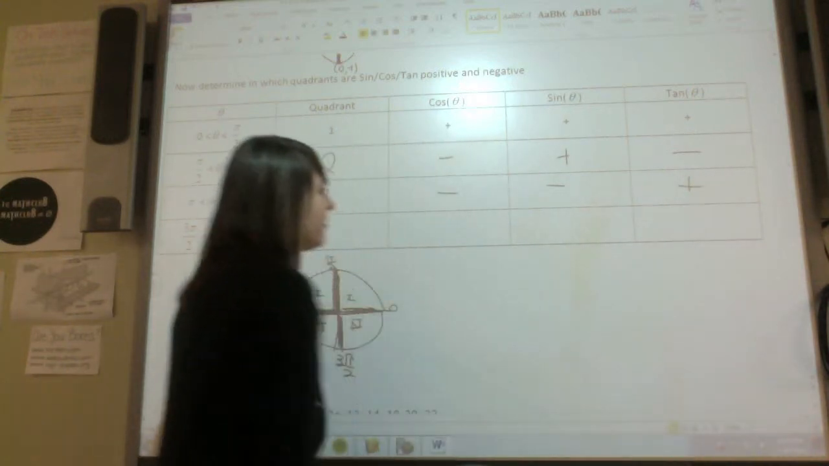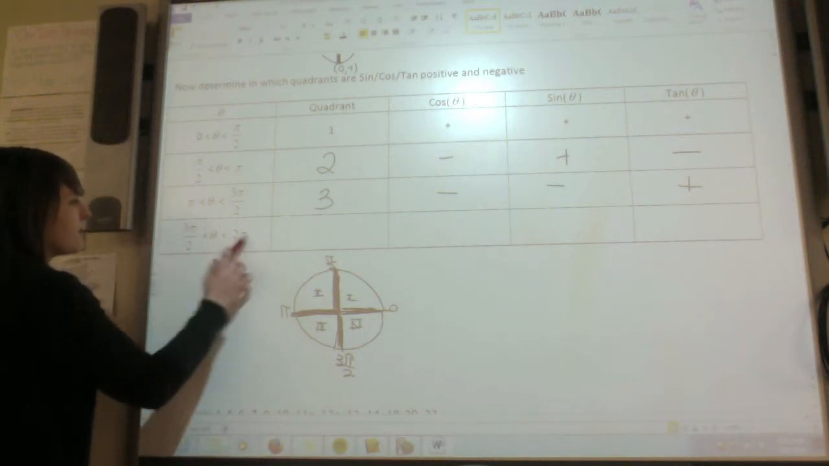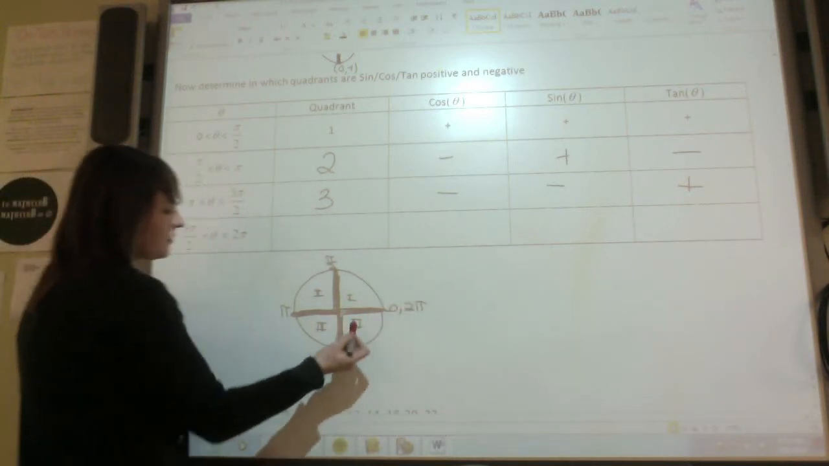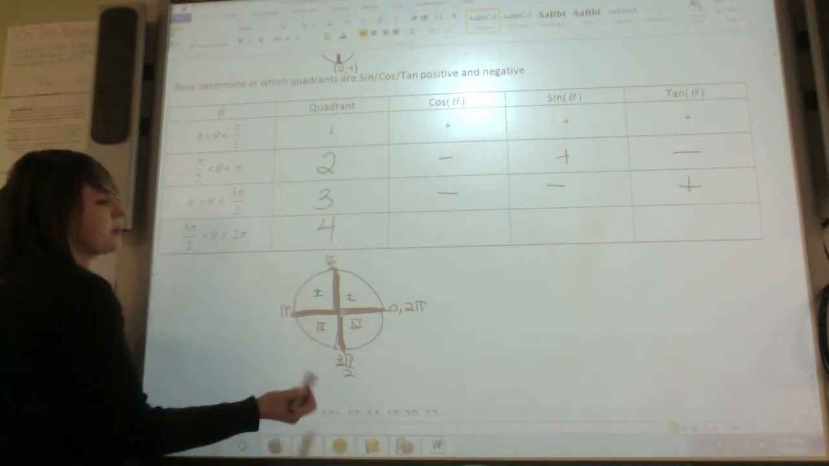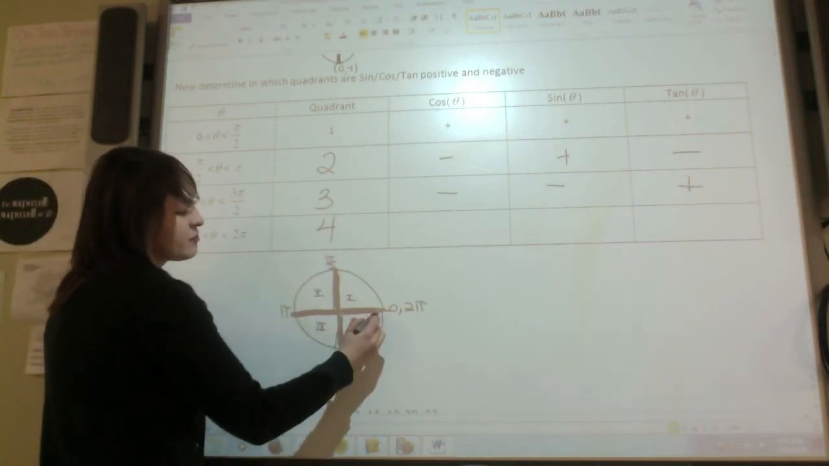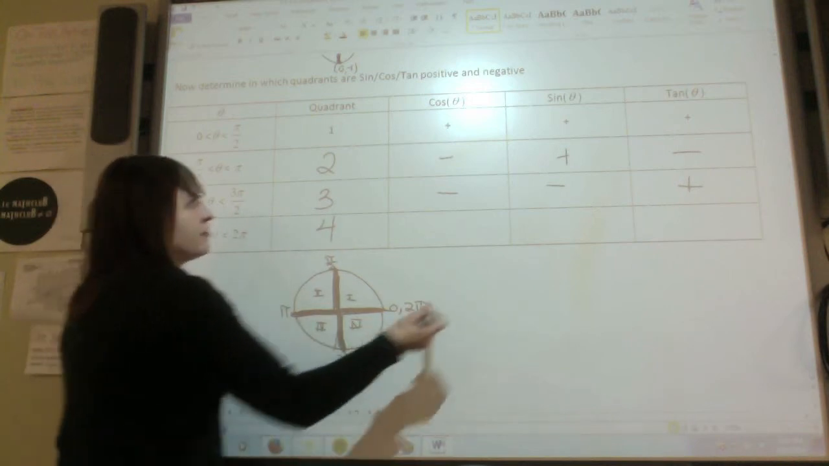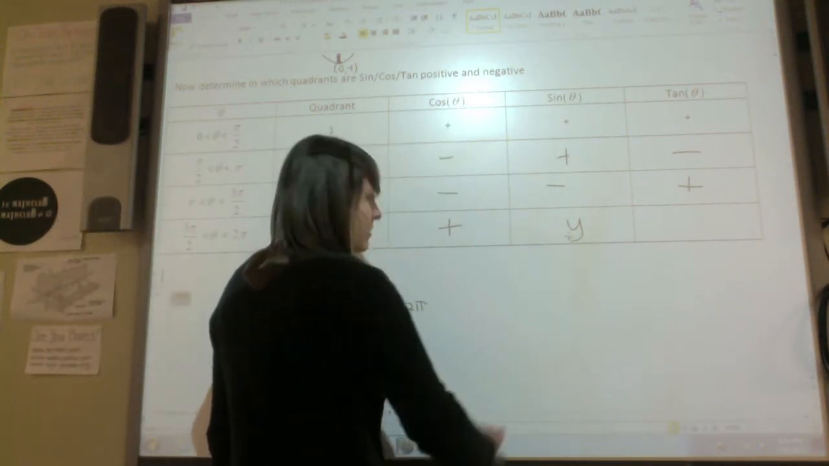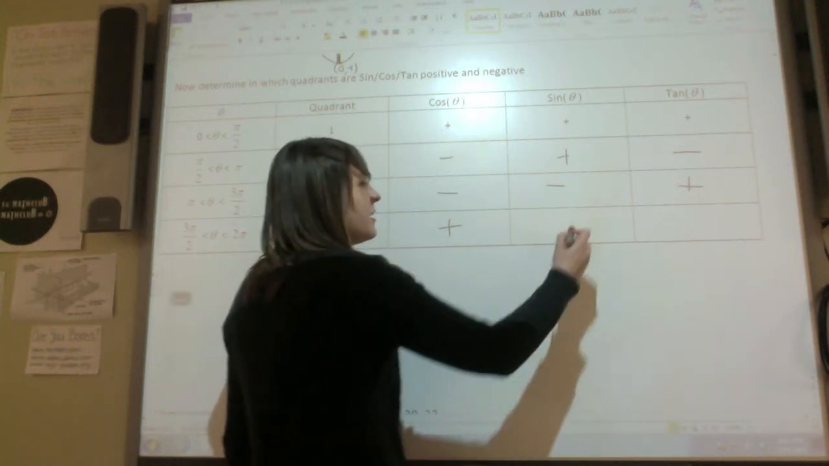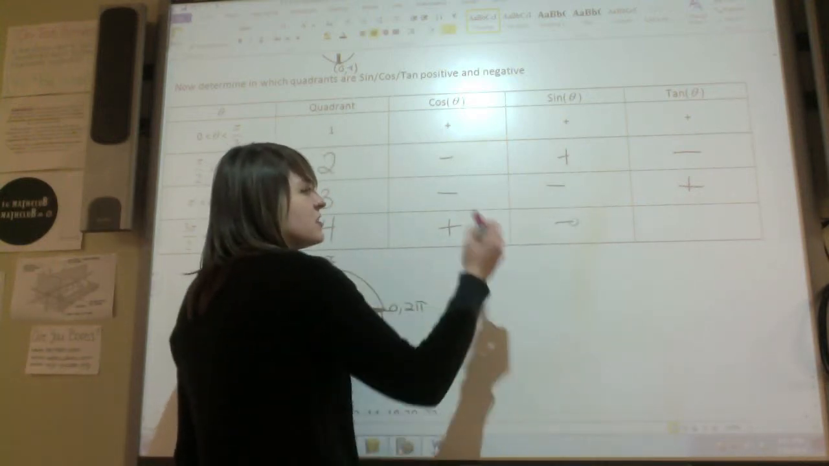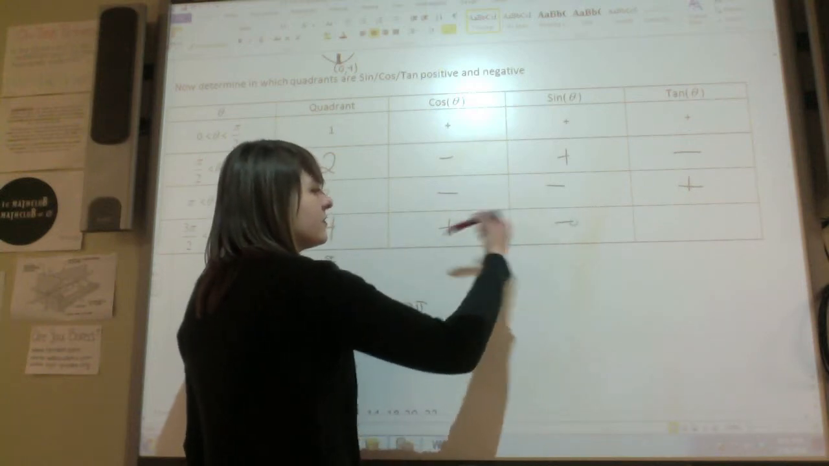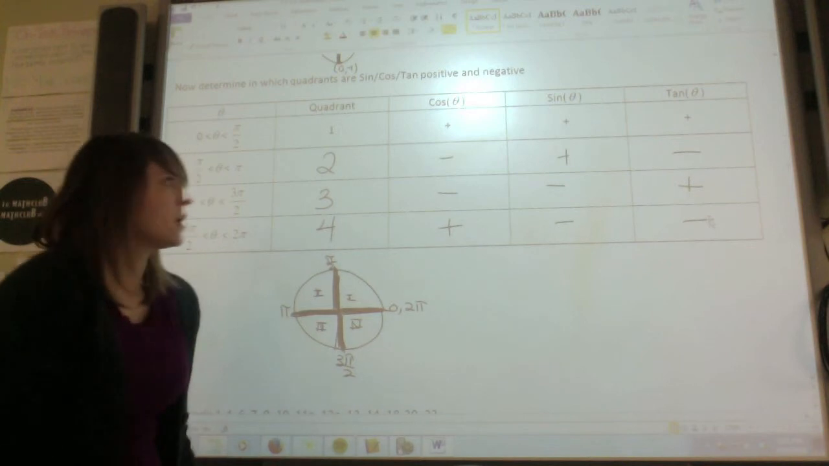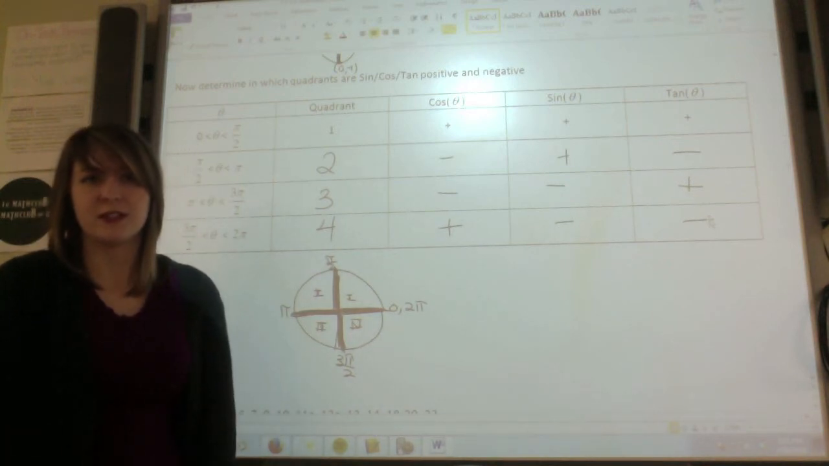And lastly, 3 pi over 2 to 2 pi, this is 3 pi over 2, this is 2 pi. So that's going to be my fourth quadrant. And in the fourth quadrant, my x values are positive, my y values are negative. And tangent is sine over cosine, so a negative divided by a positive would give me a negative. All right, and that is everything for section 3.